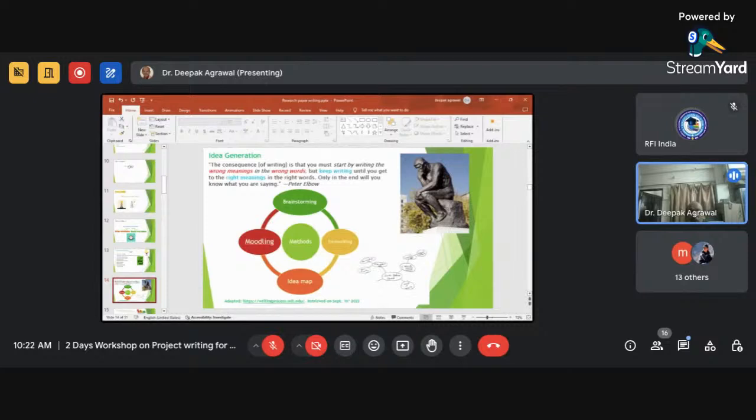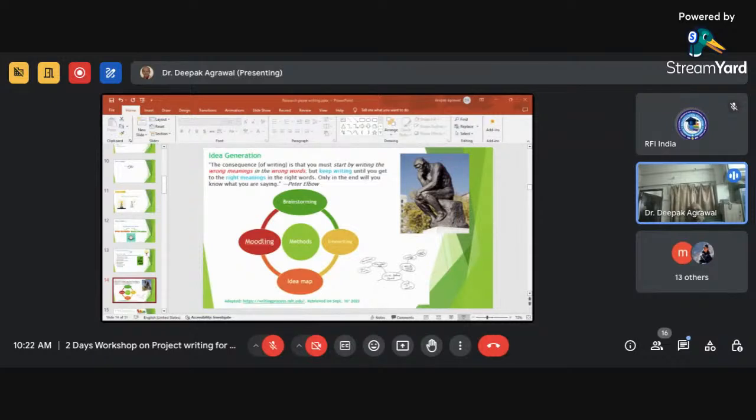So this is an extension of the previous slide. When we talk about idea generation, in the words of Peter Elbow, the consequence of writing is that you must start by writing the wrong meanings in the wrong words, but keep writing. It is very correctly said: don't think about the language you are using, don't think about the grammar. All these things can be corrected later.